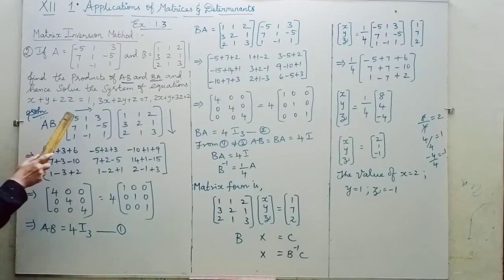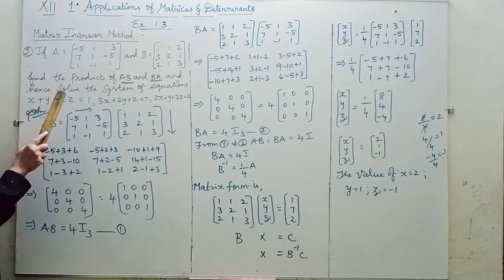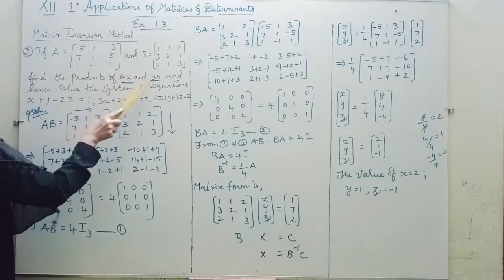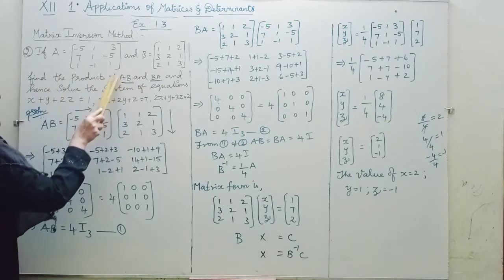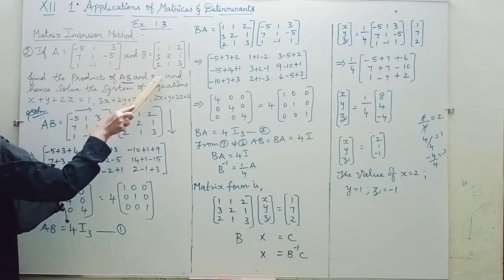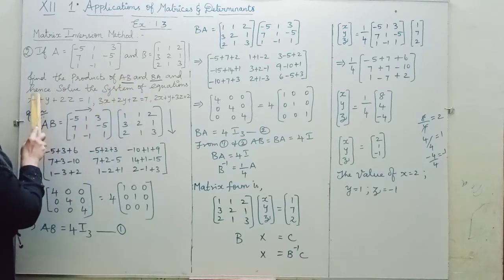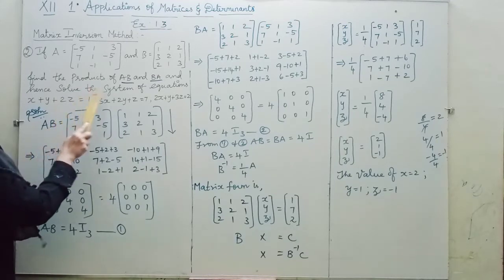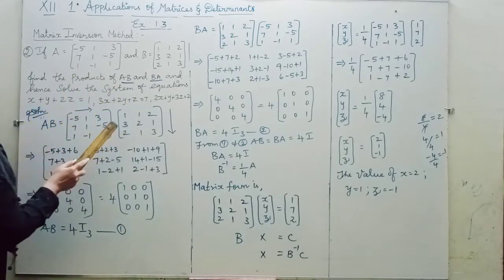In this question, what are they asking? The products of AB and BA. What is meant by product? Multiplying. Now you have to multiply A and B, and then multiply B and A. So you want to find the products of AB and BA separately. After finding those answers, you also want to solve the linear system of equations by using the matrix inversion method. How should you find it?